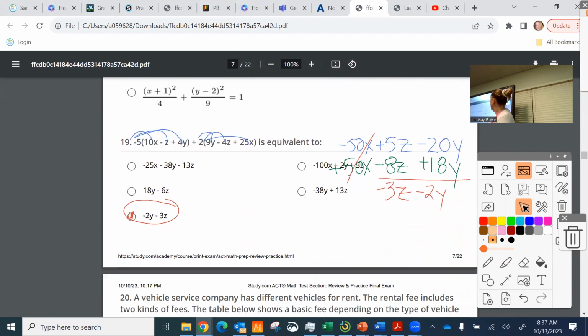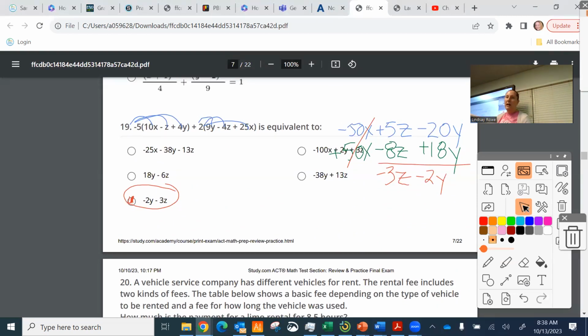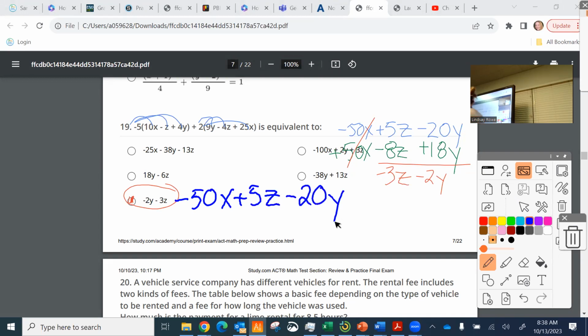Move on. This you do know. And I have it written on the PDF already, but I'm going to write over it if that's okay. So what I did first over here was distribute. So we've got some expressions, right? So let's distribute. This is negative 50x plus 5z minus 20y, right?